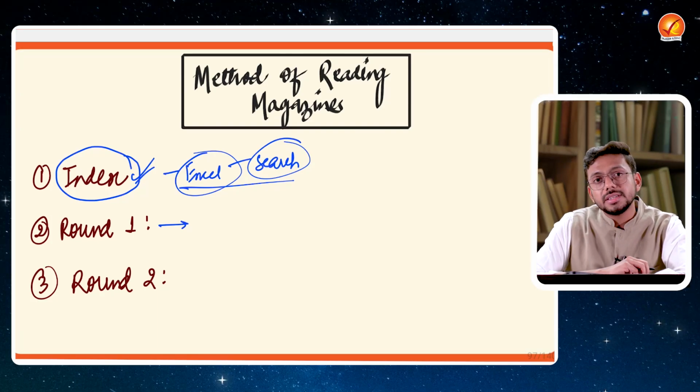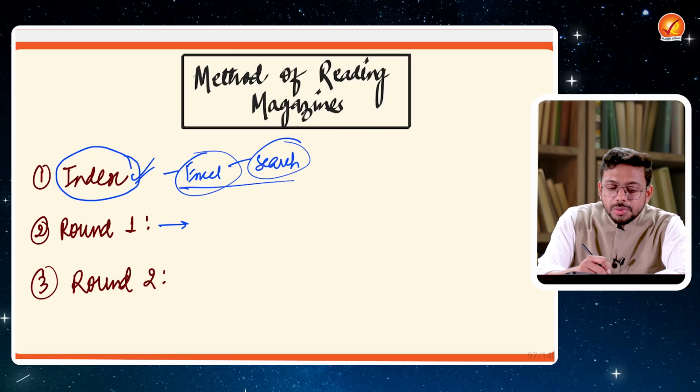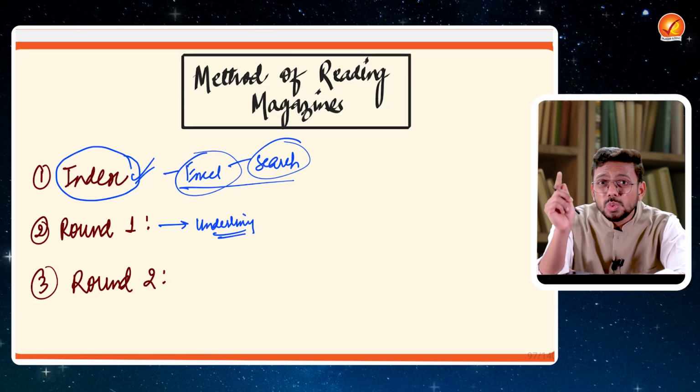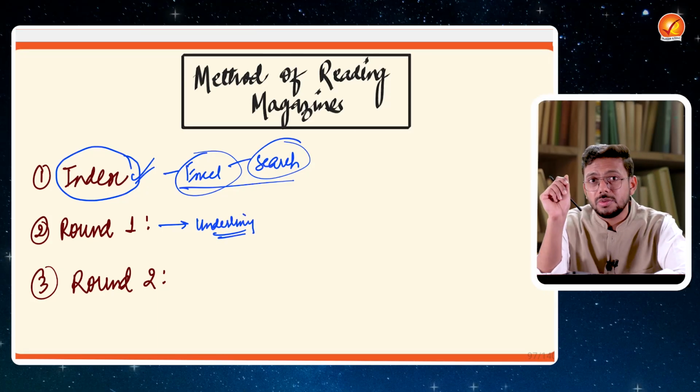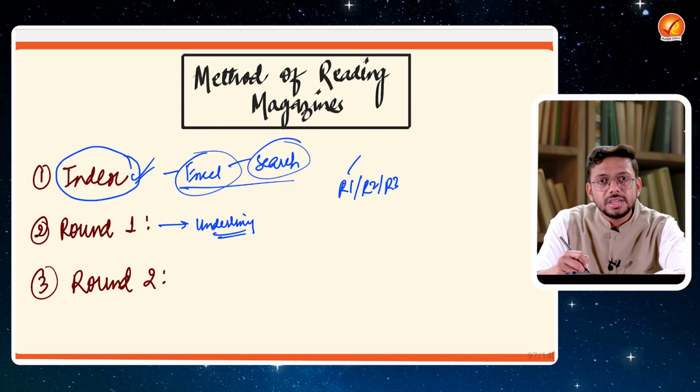So how do you read the magazines? Just like newspapers, in magazines you have 2 rounds. The first round is all about underlining. You are not making notes out of the magazines in the first round. You're just reading it. Again, reading has to be done in 3 rounds. Any reading has to be done in 3 rounds: fast, cursory reading, slow, deep reading, and consolidation.